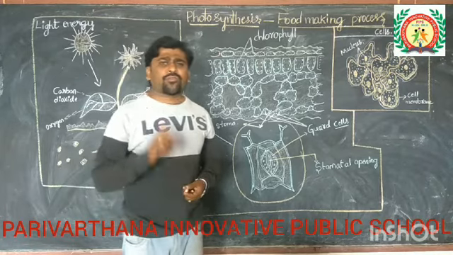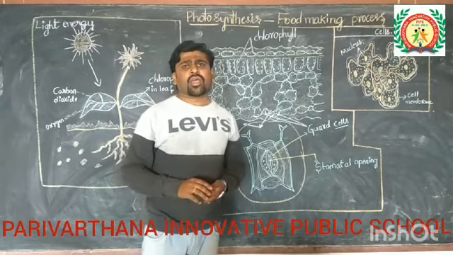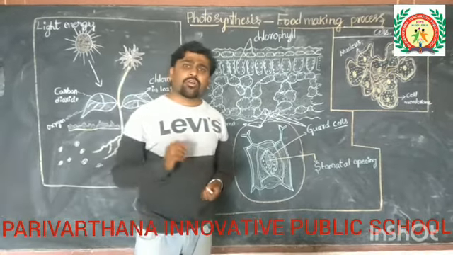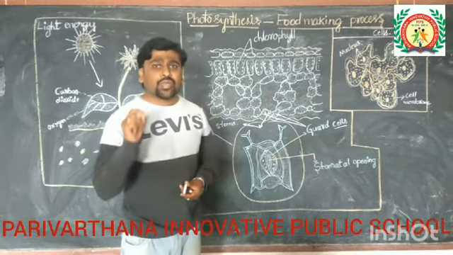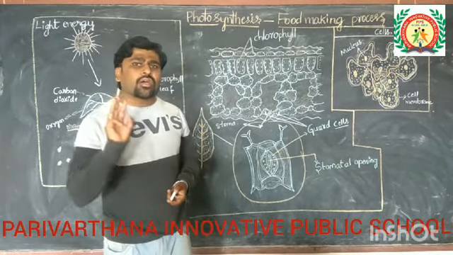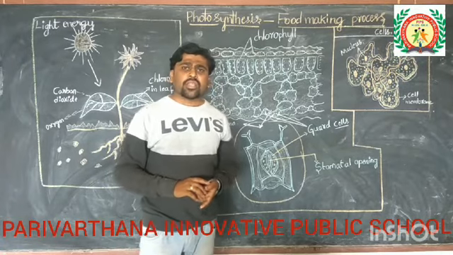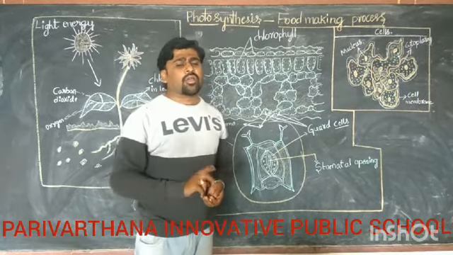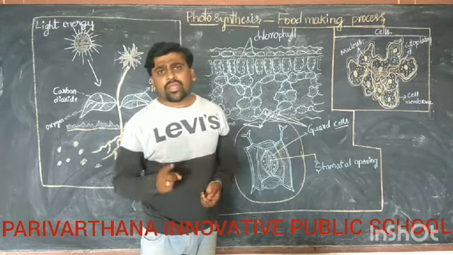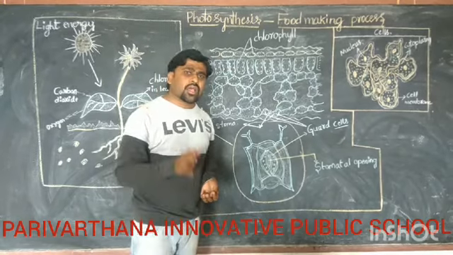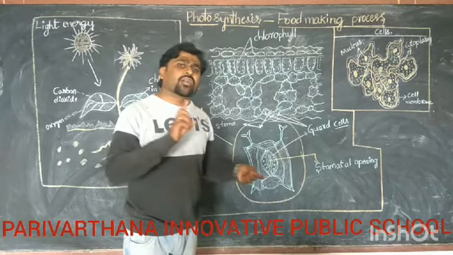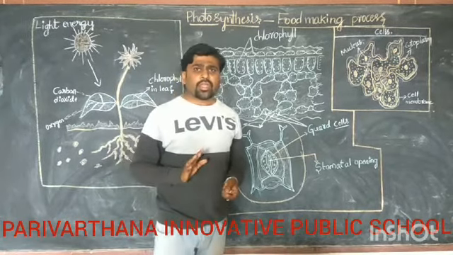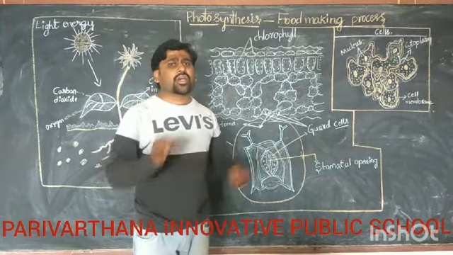In the previous class, the first chapter, nutrition in plants, we discussed the different parts of a plant. The second concept was what nutrients and nutrition are. And the third point was the mode of nutrition. You already know that there are two modes of nutrition: autotrophic nutrition and heterotrophic nutrition. We also discussed the difference between autotrophic and heterotrophic nutrition. Clear? Up to this we have discussed in the previous class.